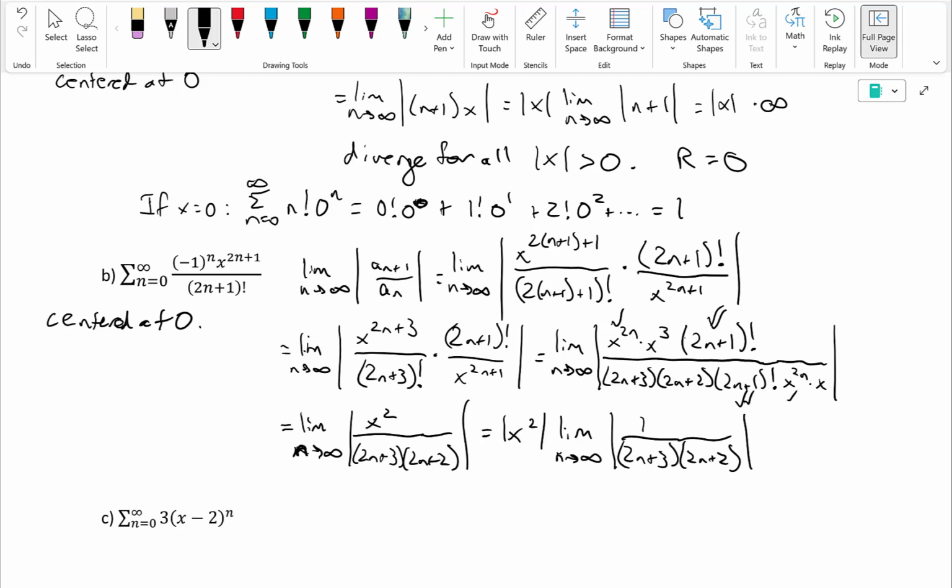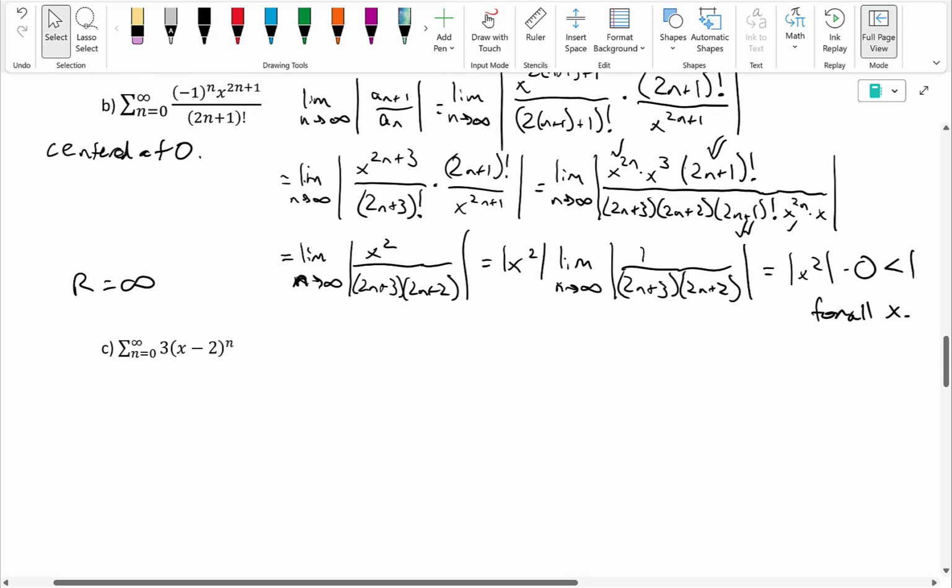Right, as n goes to infinity, that thing's going to approach 0. So an x squared, some positive quantity times 0 is always going to be 0. So we have less than 1 there, right, for all x. Which means we converge for all values of x, and our radius then would be infinity.